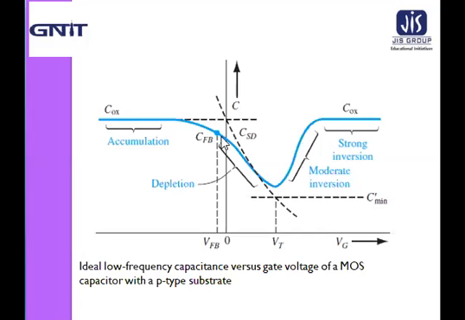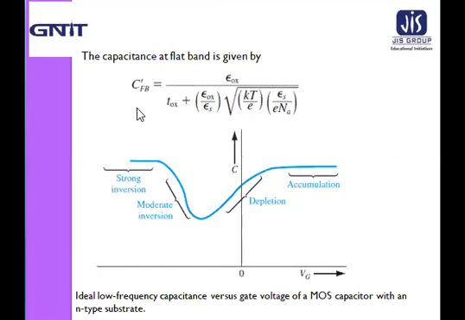Now the point on this curve that corresponds to the flat band condition, which I have already discussed in a previous lecture, occurs between the accumulation and the depletion conditions, and the capacitance of this flat band condition, given as C prime FB, that is the flat band capacitance, equal to epsilon OX by TOX plus epsilon OX by epsilon S, root over KT by E into epsilon S by E NA.